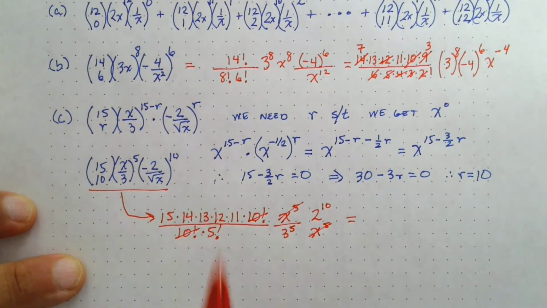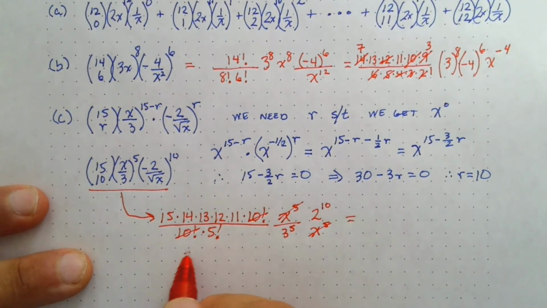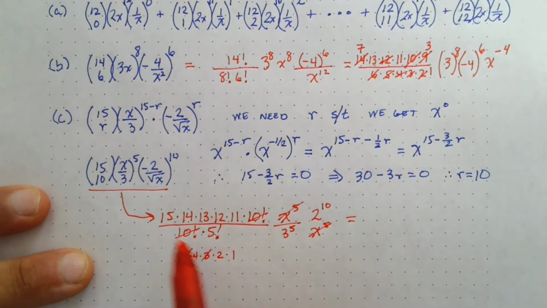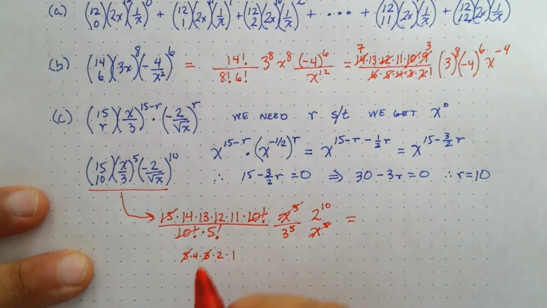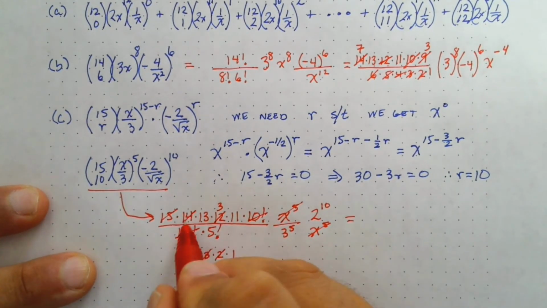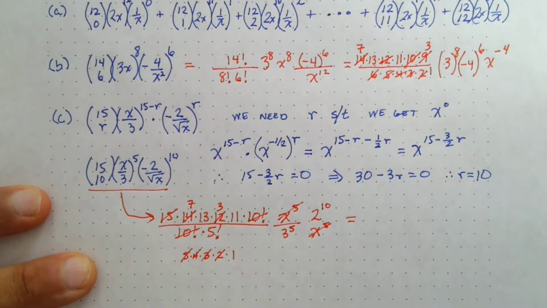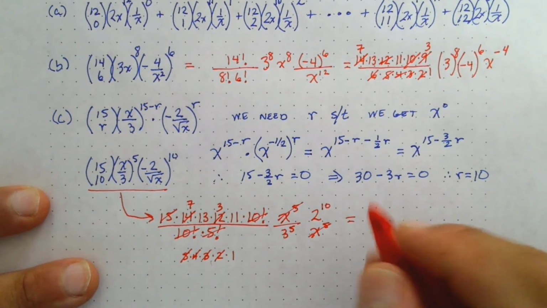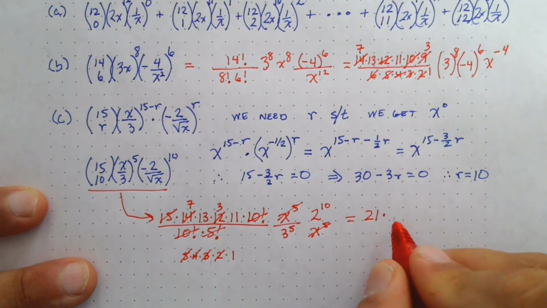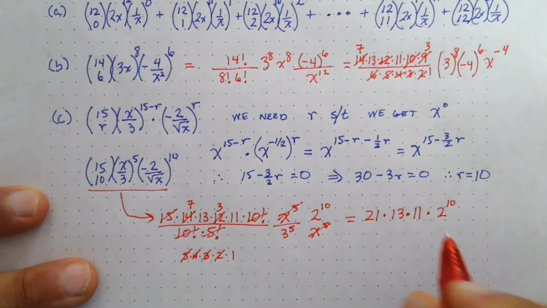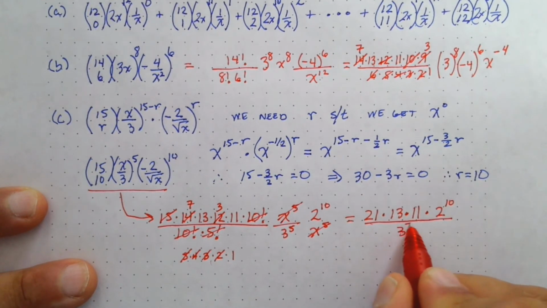And then I know that 5 factorial is 5 times 4 times 3 times 2 times 1. So 5 and 3 is 15. This 4 can cancel that 12 to leave that to be a 3. This 2 can cancel that 14, let that be a 7. And so I have 7 times 3 times 13 times 11. And this 5 factorial would have had everything cancel. And so I could say this is going to be 21 times 13 times 11 times 2 to the 10th power all over 3 to the 5th power.